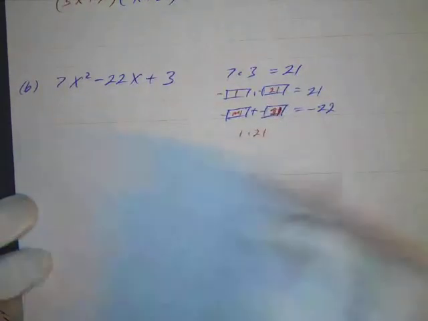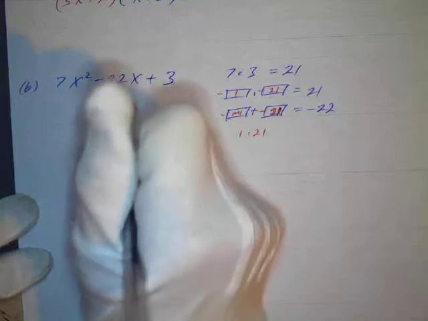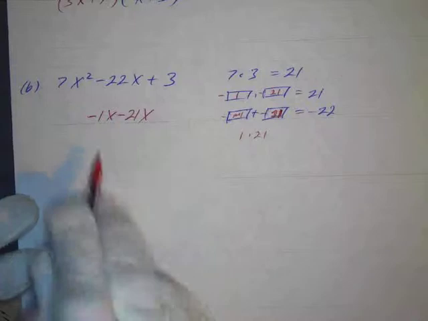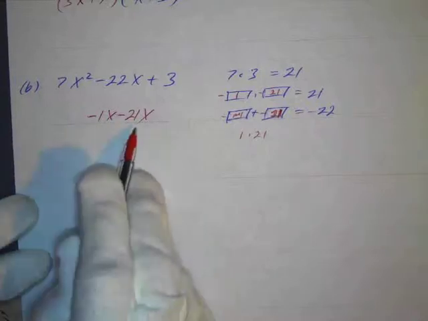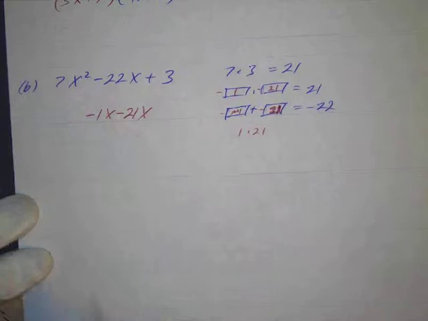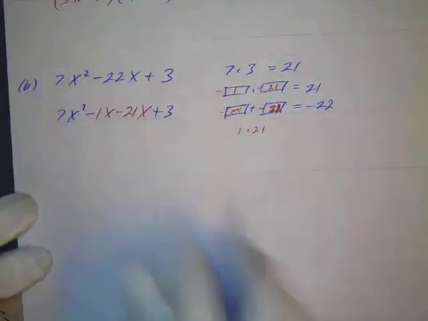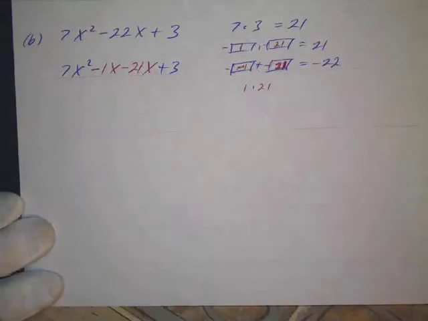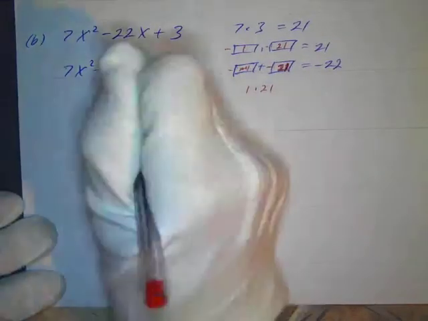So now I just rewrite this negative 22x as negative 1x and negative 21x. Okay, so negative 1x and negative 21x is negative 22x. So same value. And then I'll bring down my 7x squared and my plus 3. And then we'll just group down the middle, four-term grouping.